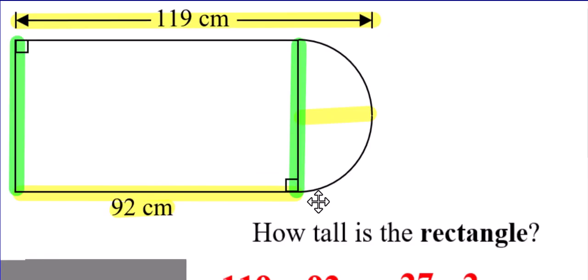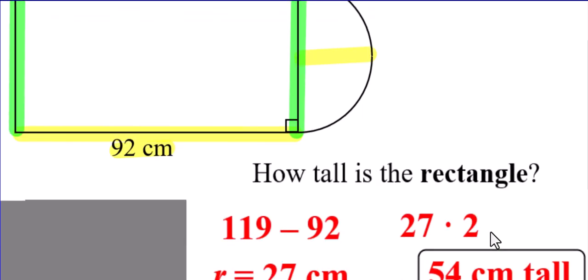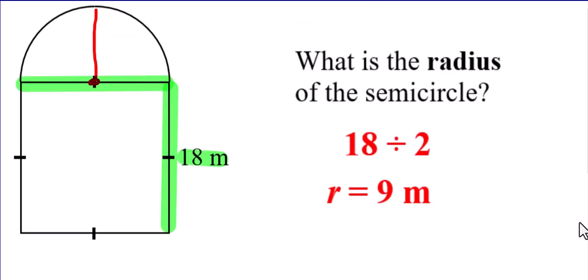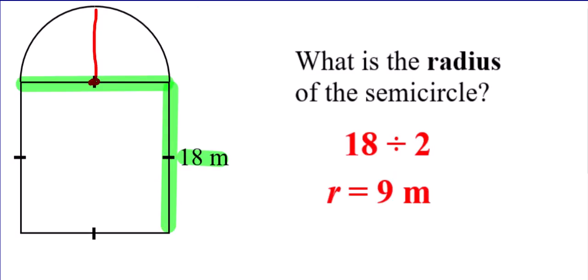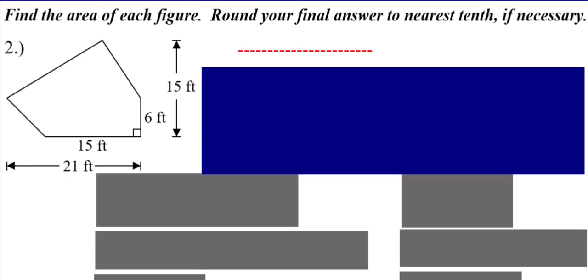Sometimes you might have to subtract. Sometimes you might have to deal with radius and diameter, where you either multiply to get the diameter or divide to get the radius if you can get the diameter. You might even need to add measurements together to get total length going across. So the skills we just practiced, you are going to need to use on numbers 2, 3, and 4.